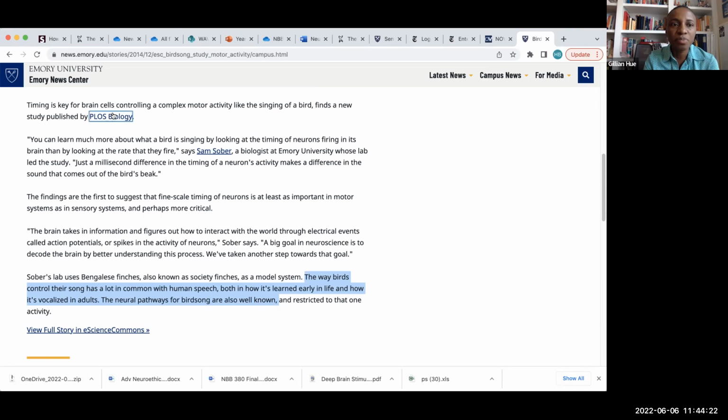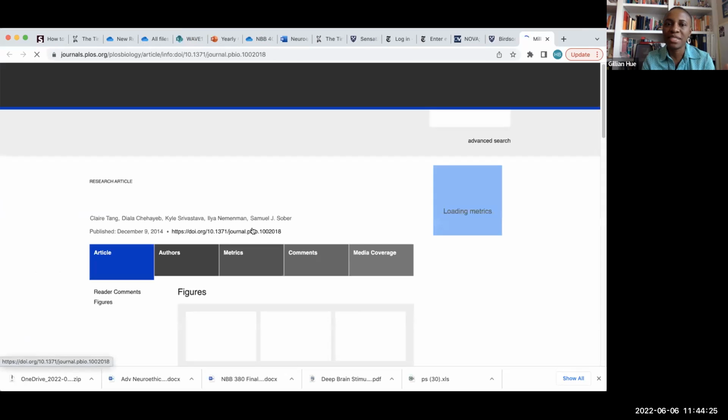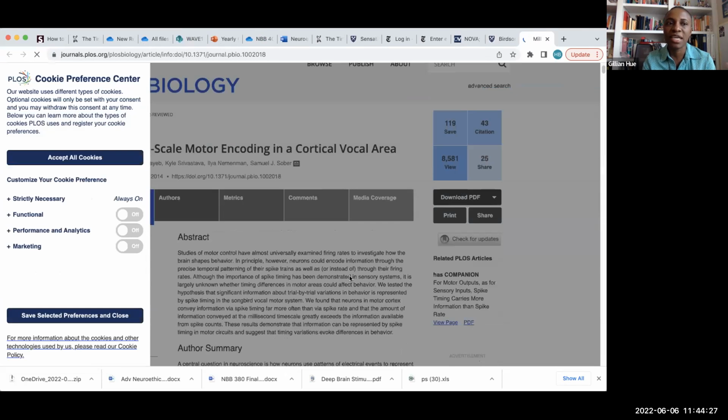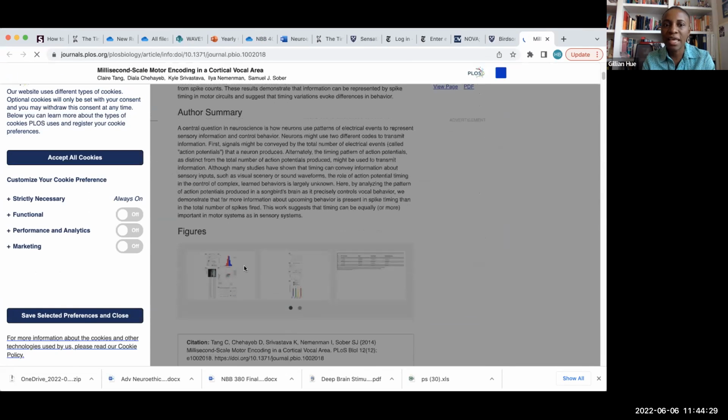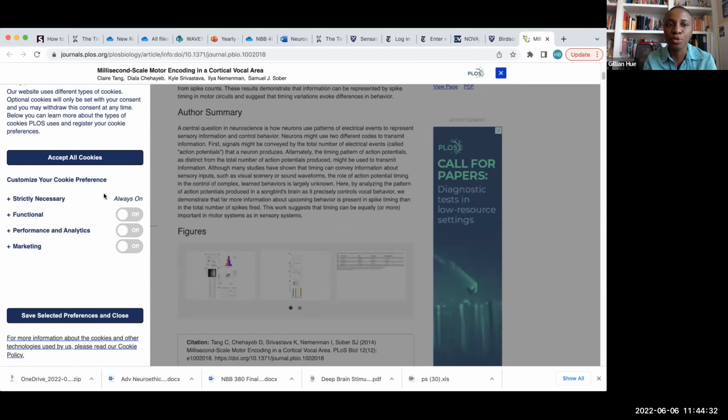So if you have multiple students in your class, you can give them assignments to find different types of articles and then come back and explain them to the group.